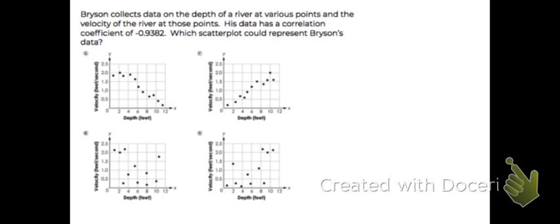So this is a question you might be presented with. They're showing us 4 different scatter plots. They want to know which scatter plot has a correlation coefficient of -0.9382. So you need to ask yourself, negative, that means negative slope. That means it's going to be going down the line of best fit. And is this strong or weak? It's closer to -1, so the points are going to be closer to that line of best fit. So for this one, what would the answer be?